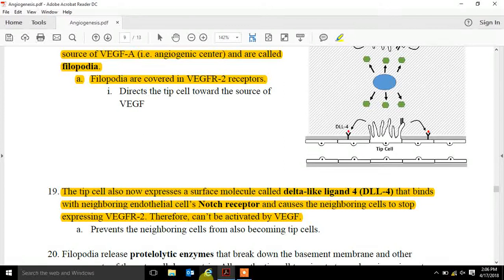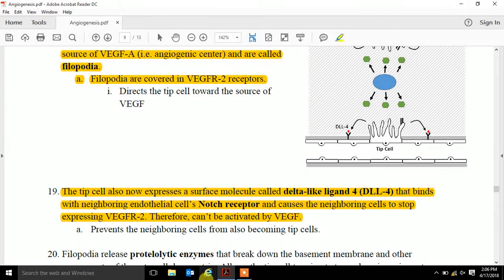We learned several weeks ago about the different ways in which we can remove a receptor. It can be internalized, it can be completely destroyed, it can be just inactivated. But these DLL4s bind to these Notch receptors and cause the neighboring cells to stop expressing.